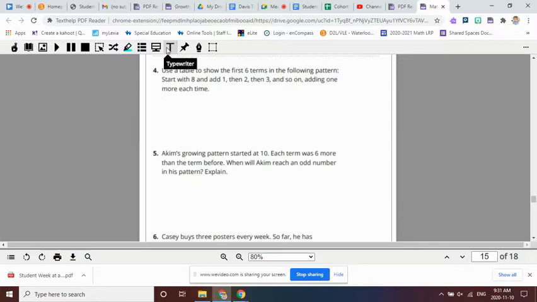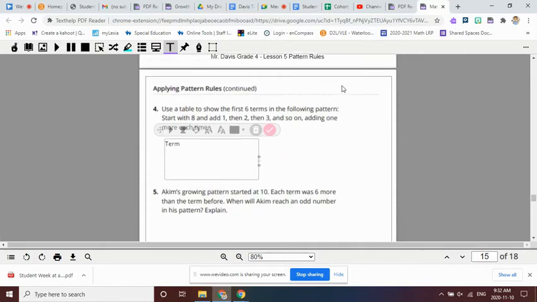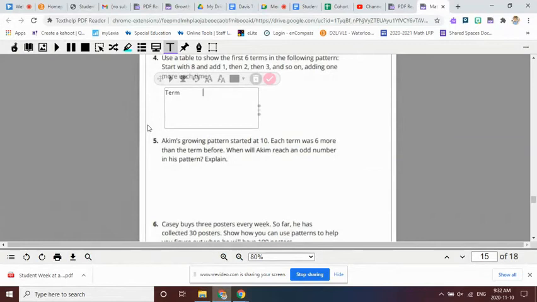So once again, you're going to set up a table. This one I'll show you, but then I don't think I'll show you for the last two because I want to see if you can set up a table like this on your own. So tables that you set up can be kind of horizontal, which means sideways, like the ones I've been doing here. You could also make your table be kind of up and down, which we would say vertical. So I'll show you what an up and down table might look like. So we have term and term value. Our rule is start with 8 and add 1, then 2, then 3, and so on, adding 1 more each time. Oh, that's kind of a fun pattern.